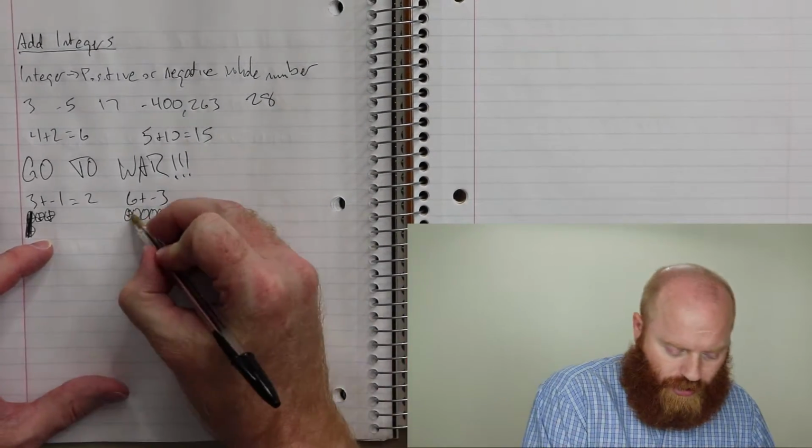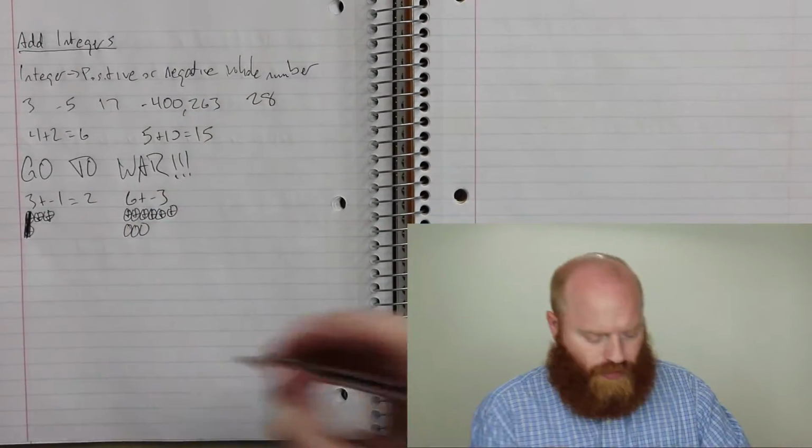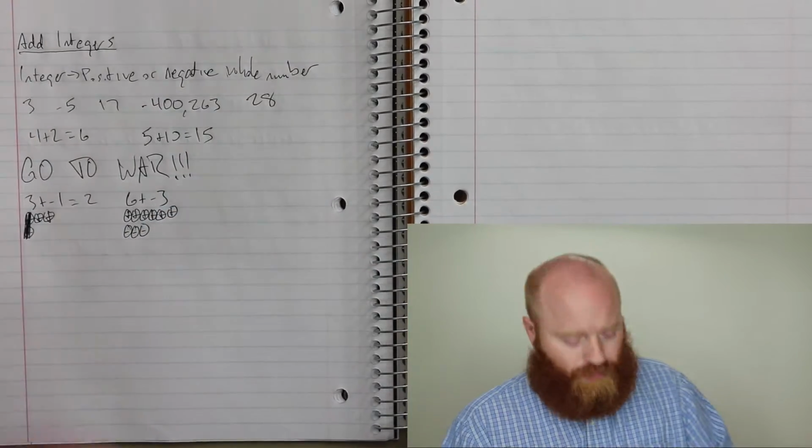Line them up ready to go to war. I've got to tell you what team they're on. They're all good guys. And I've got 3 bad guys: 1, 2, 3 bad guys. I can go minus, minus, minus, because they're bad guys.